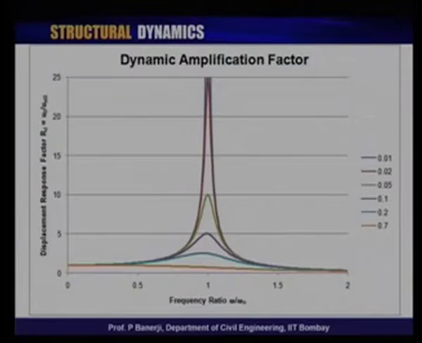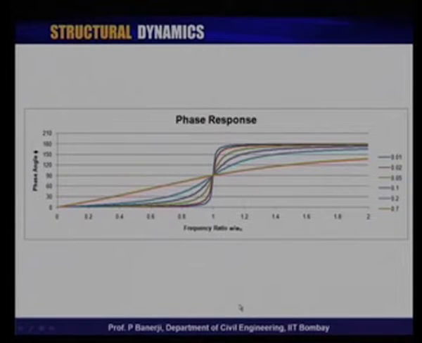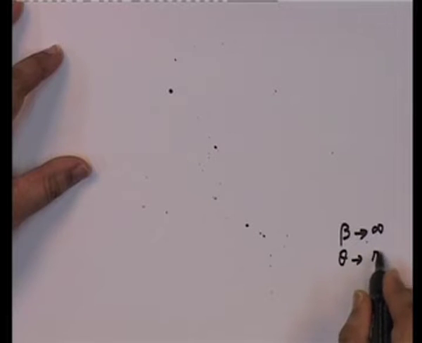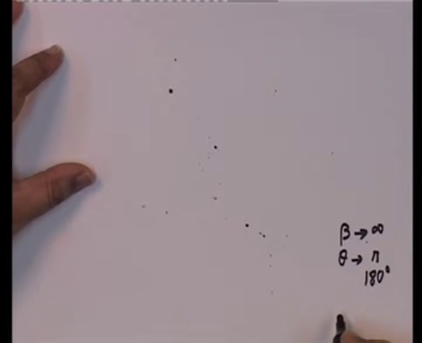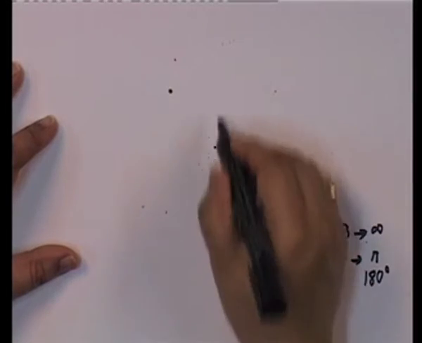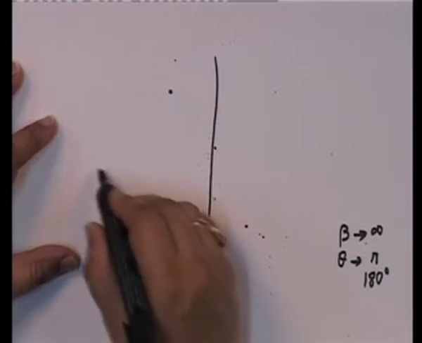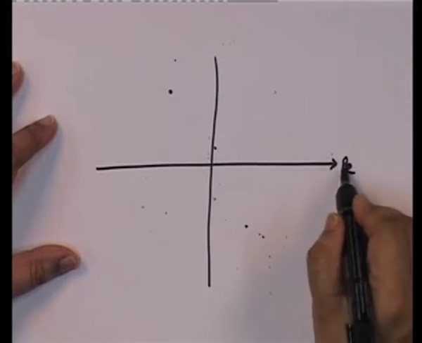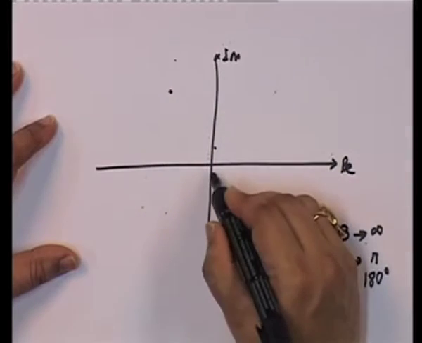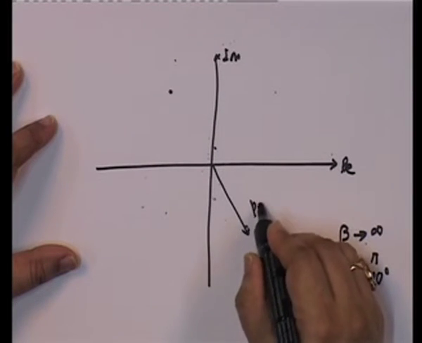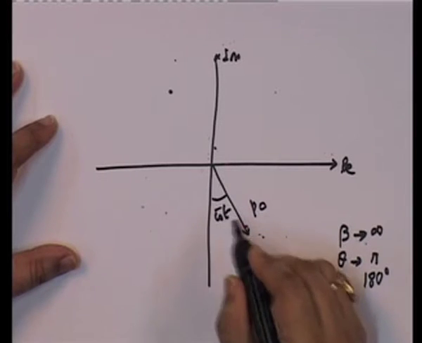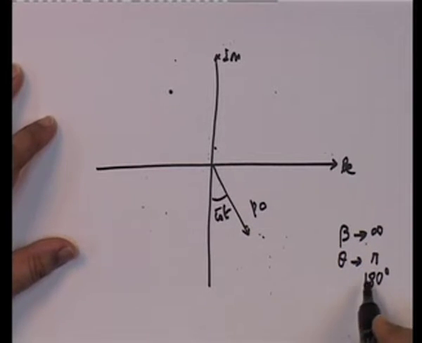when beta tends to infinity. As beta tends to infinity, what happens? Let us look at it. Phi tends to pi or 180 degrees, and let us see what happens to D. Let us draw the Argand diagram, real, imaginary. This is P naught. So, this is omega bar t, and now phi, now this theta is 180.